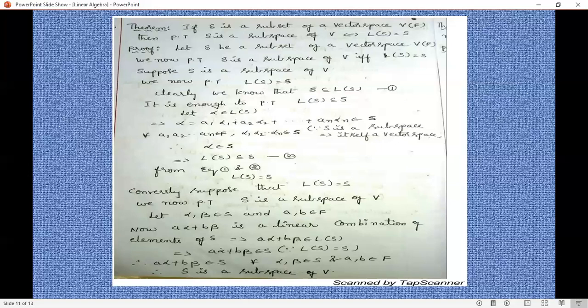Okay, this implies alpha equals A1 alpha 1 plus A2 alpha 2 plus so on, plus An alpha n, which belongs to S, for all A1, A2, so on, An belongs to F, and alpha 1, alpha 2, so on, alpha n belongs to S. Therefore, alpha belongs to S, which implies L of S is contained in S. From equations 1 and 2, L of S equals S. Okay. What we have proved: if S is a subspace, then L of S equals S.